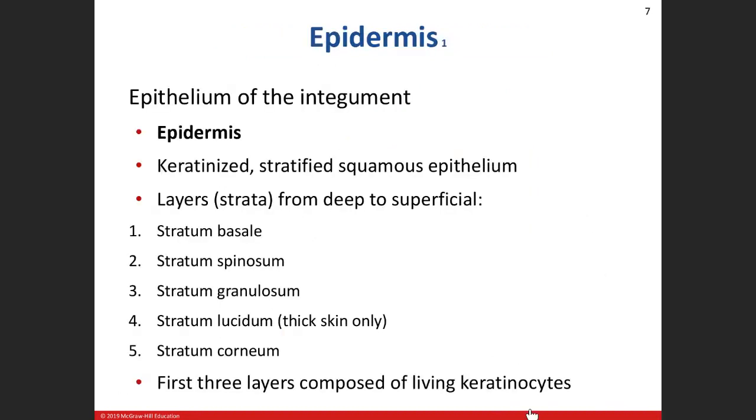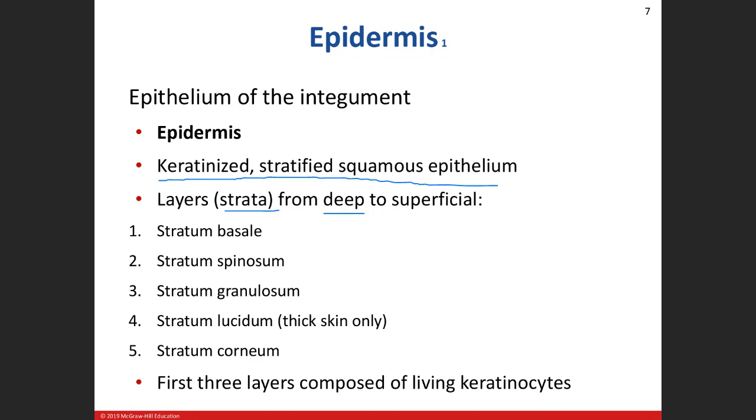All right, let's talk about the epidermis, the outer layer. The predominant cell type in the epidermis is going to be the keratinocyte. So the majority of the epithelium there is going to be keratinized, stratified squamous epithelium. Keratin kills, okay? If a cell is said to be keratinized, then it doesn't have a nucleus, and all the organelles are dead. The epidermis has 5 layers, or what we call strata.